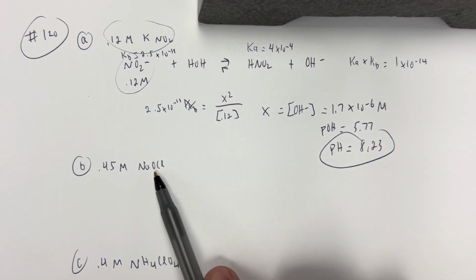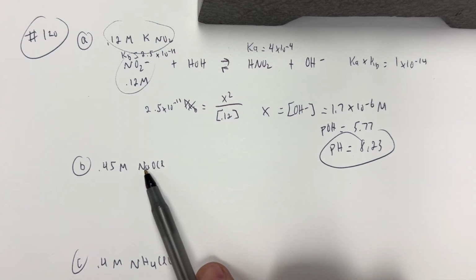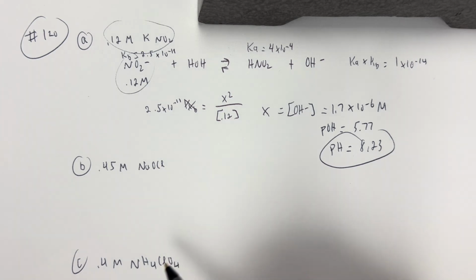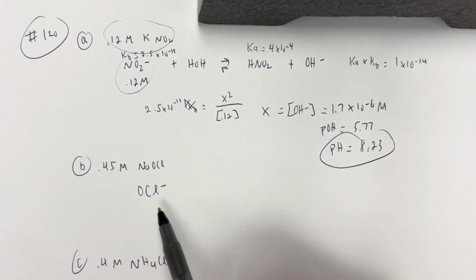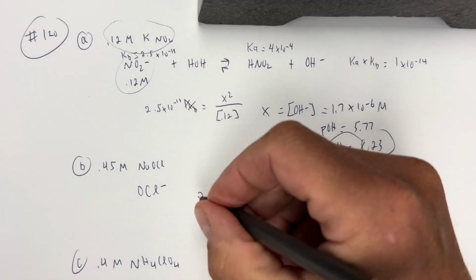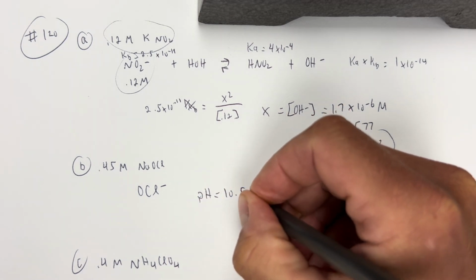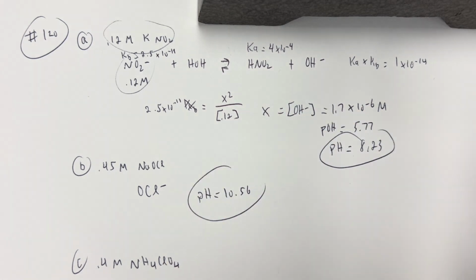I'm not going to do the next one, but you got to figure out if the sodium affects pH. It does not. OCl negative does. Just like this does, it is a weak base. I'll tell you the answer to this one is 10.56. I'll do the last one.